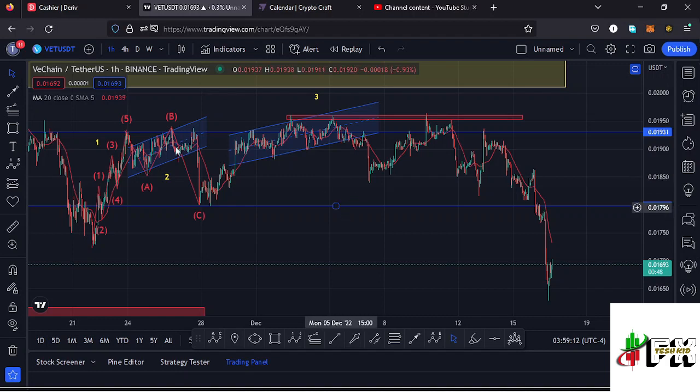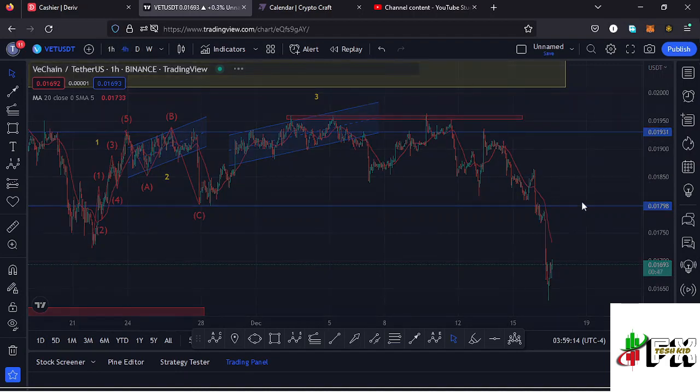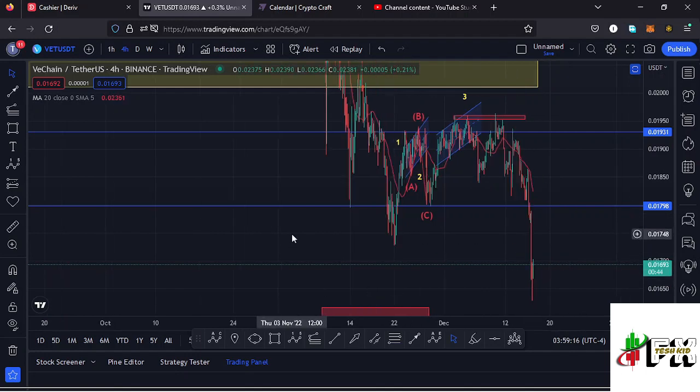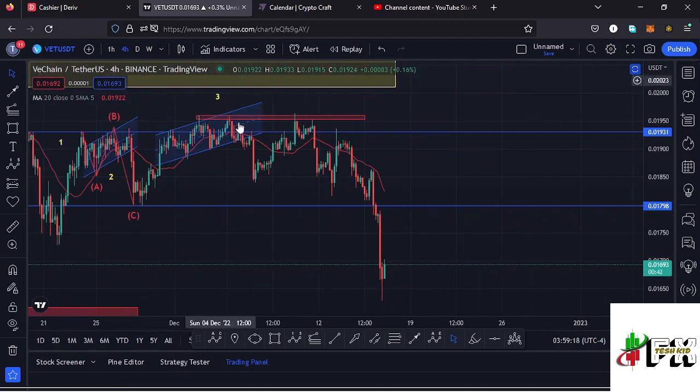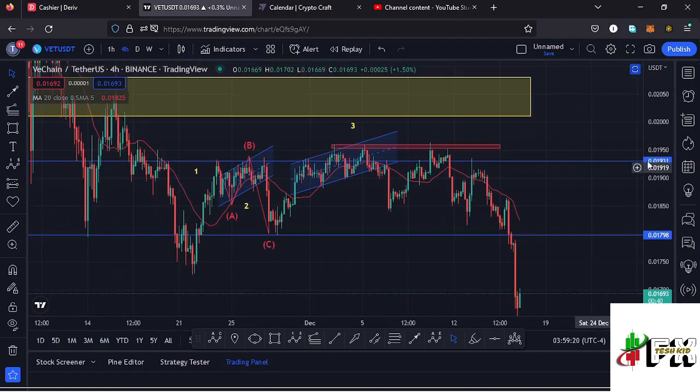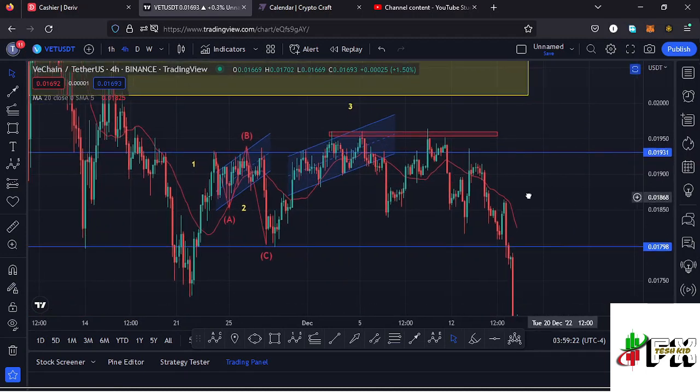And jumping to the 4-hour chart to give you a chart pattern that gave us this new low over here. In this movement right here, we saw the formation of a double top, which is a chart pattern that normally breaks to the lower side.